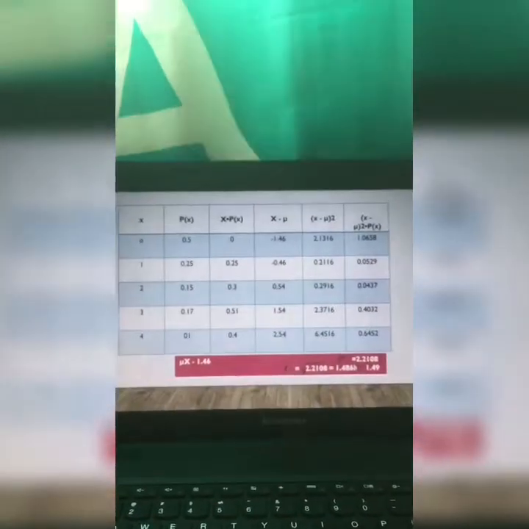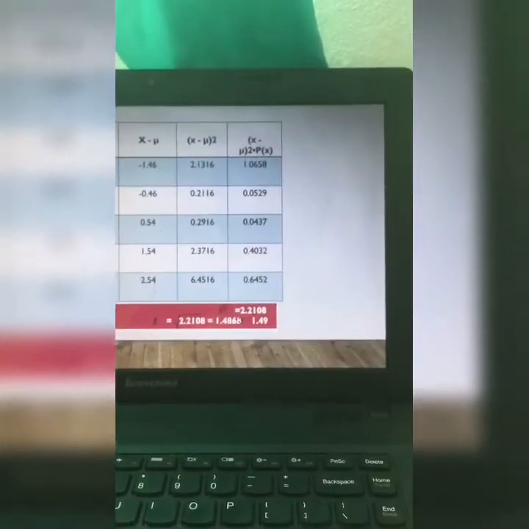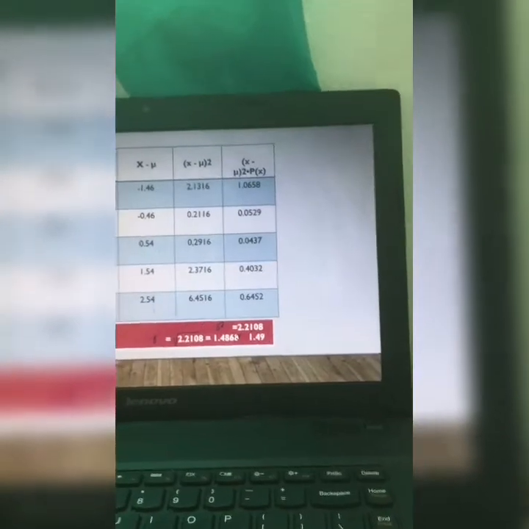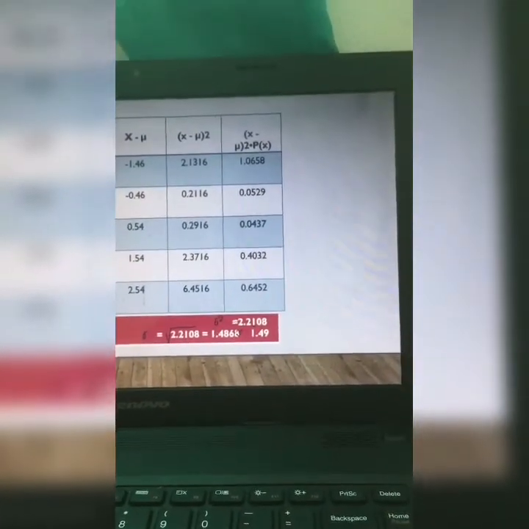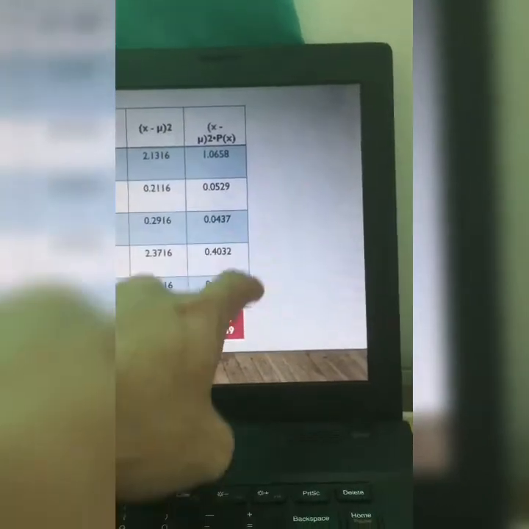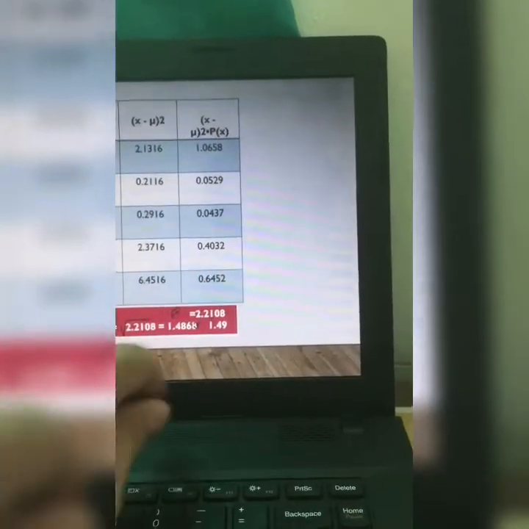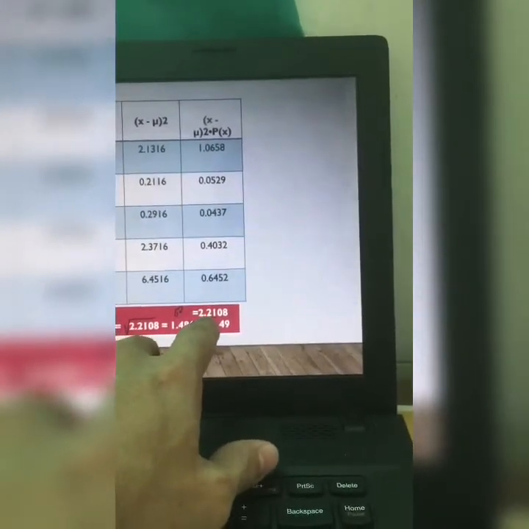And now guys, after we get all the values per column, what we will do is get our variance. But how? We just need to add all the values in the very last column, and then we get the variance, which is this one.